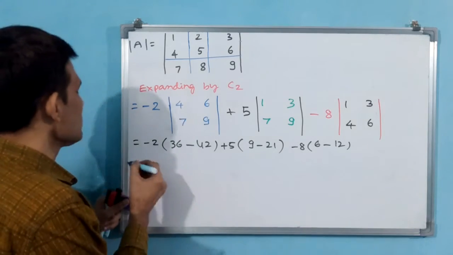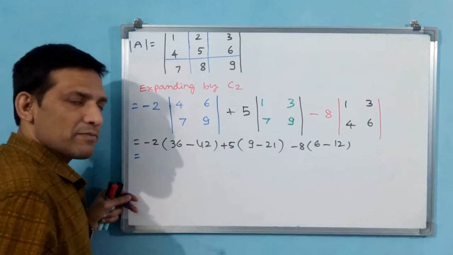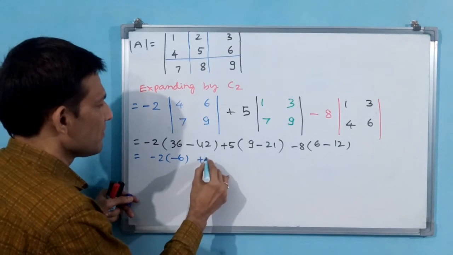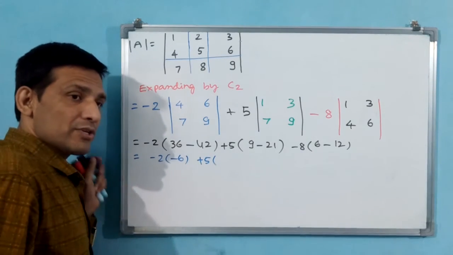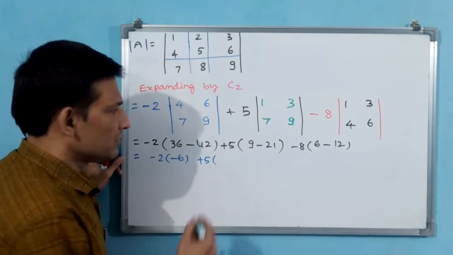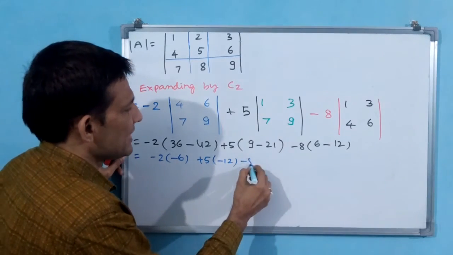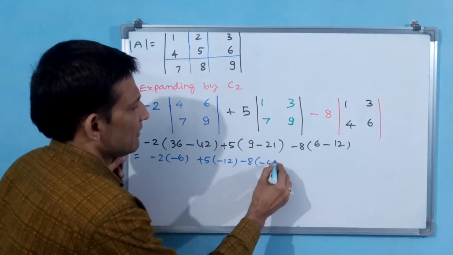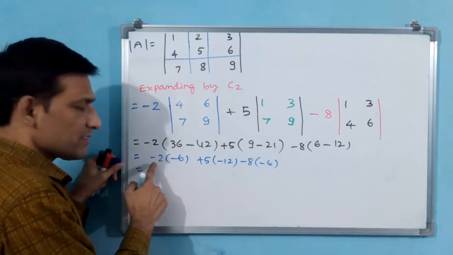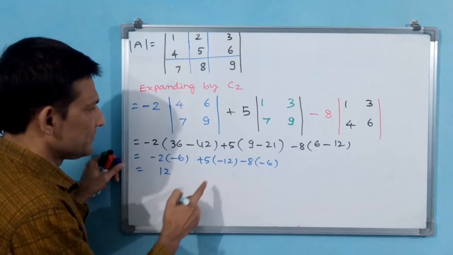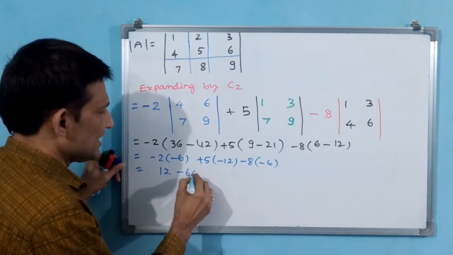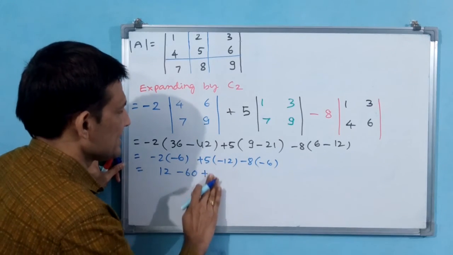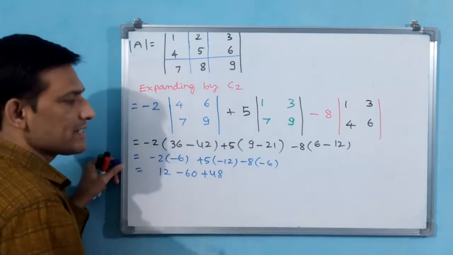Okay, now let us do remaining. See, 36 minus 42 means minus 6. First of all, write minus 6. In next step, we will do it. Plus 5 into 9 minus 21, minus 12. Okay, minus 8 into 6 minus 12, minus 6. Okay, in next step, you write minus 6 into minus 2, plus 12. Minus 60, 5 into 12, plus 64, 48, sorry. Is it okay? 8 6 are 48.